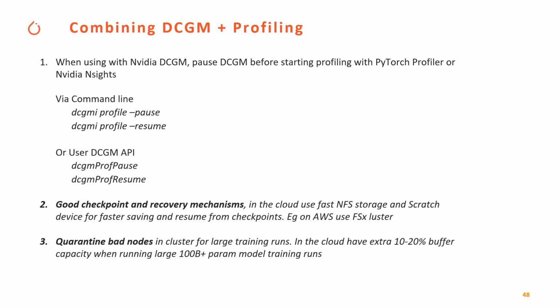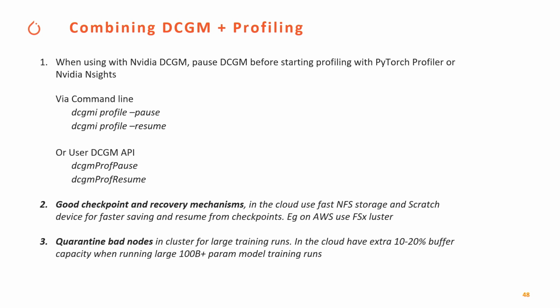The NVIDIA DCGM uses the DCGMI interface, and the profiling tools use the CUPTI-based interface, which cannot be turned on at the same time. So when you need to turn on the job level profiling using the NVIDIA Nsight or the PyTorch profiler, you will need to pause and then resume DCGM. This can be done using the command line or through the DCGM API.